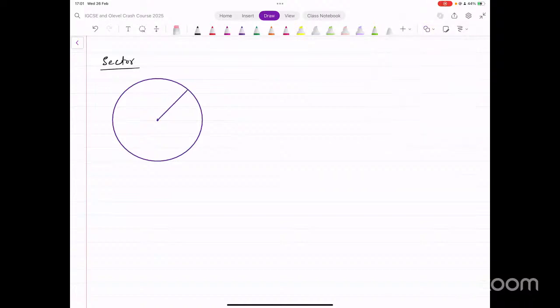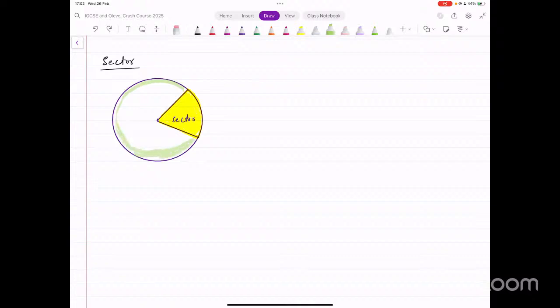if I have two radii like this, the shape that I get is called a sector. So this yellow part here, this is a sector. The remaining part, this part, that's also a sector. That's the bigger sector in the circle.